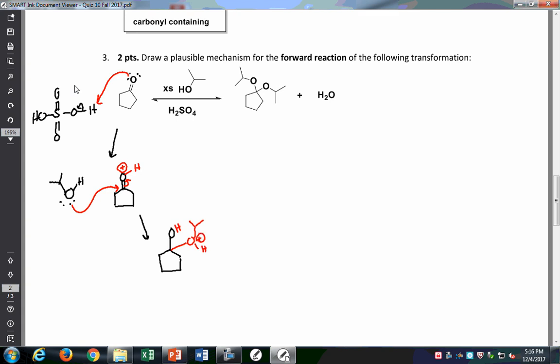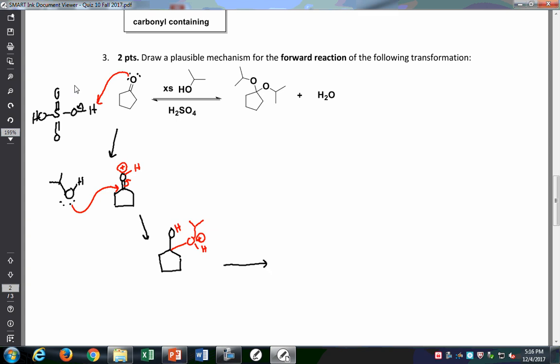Now, with a full mechanism, we need to show this OH being deprotonated, because eventually we're going to protonate this alcohol to make it a good leaving group, but it's really unlikely that we'd have two protonated oxygens in one compound, because compounds don't want to have multiple charges. So we're going to show this proton transfer to be really clear with this mechanism.